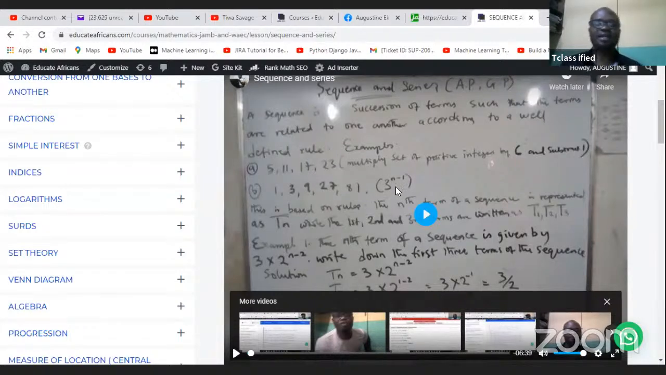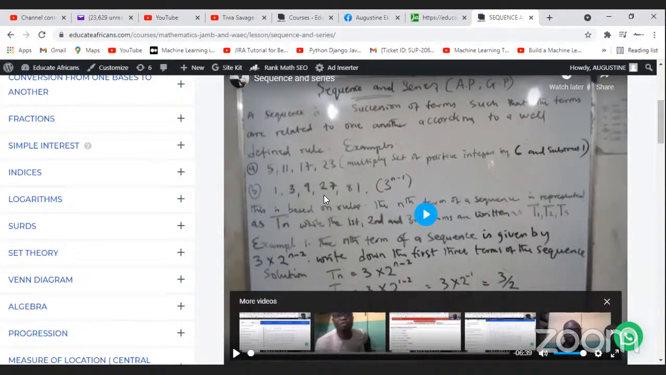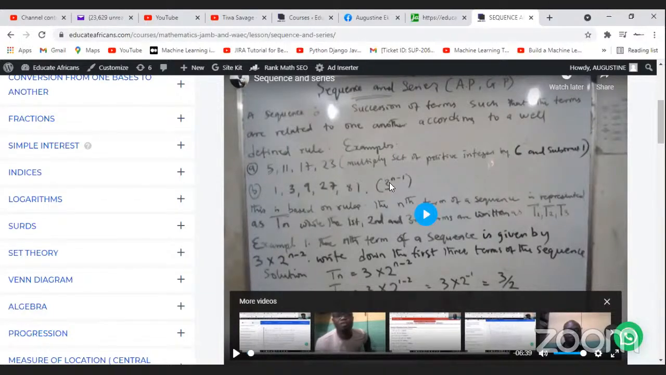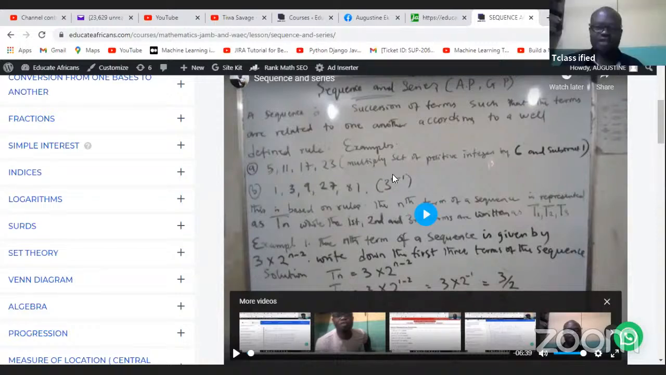So let's take another example. So this is another sequence of numbers. And like I say, a sequence is simply a succession of terms. So this is the first term, this is the second term, this is the third term. Later on we will see how the terms are called. Okay, so now you have the rule. Inside the bracket is where you normally have the rules. So this is the rule it is obeying.